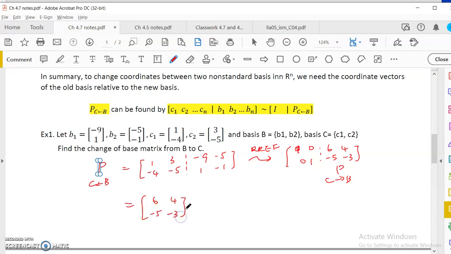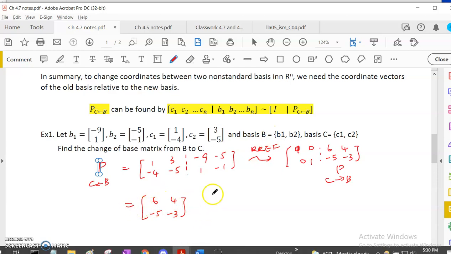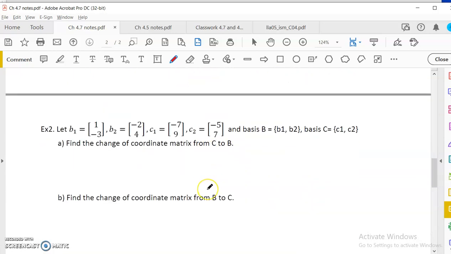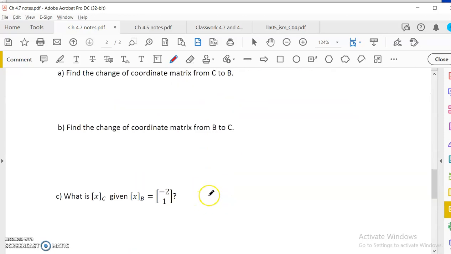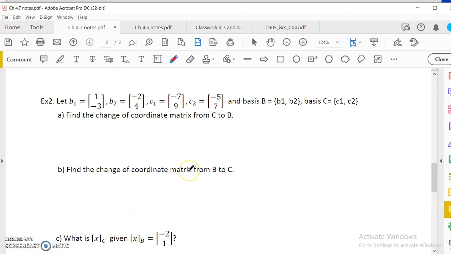So if you have a vector that's written in terms of B, you multiply this in the front, and it would become a vector in terms of C basis. Another example, and in this example we will actually do the change of base matrix of both C to B and B to C, and also change a particular vector that is written in B to C. So which one should we use?